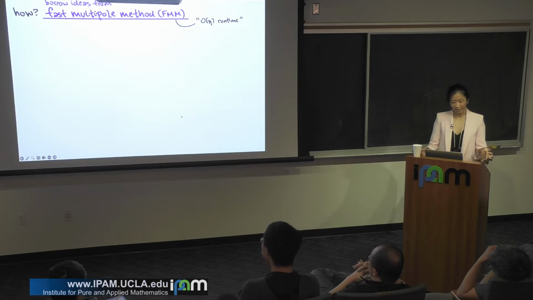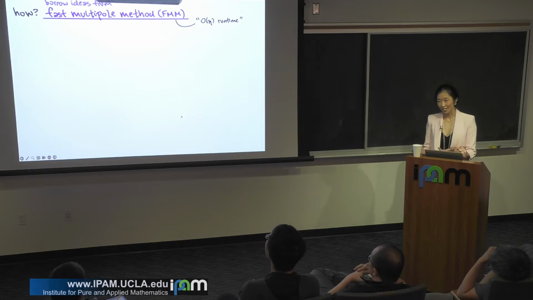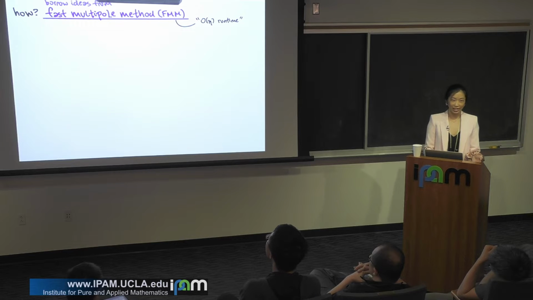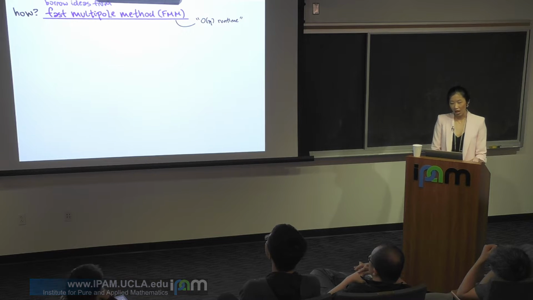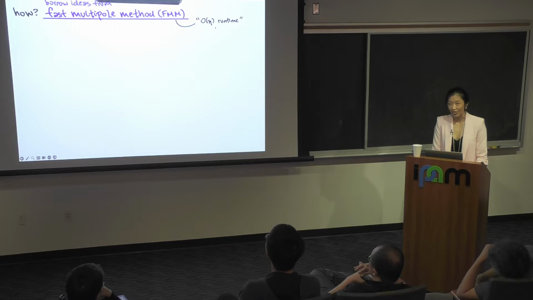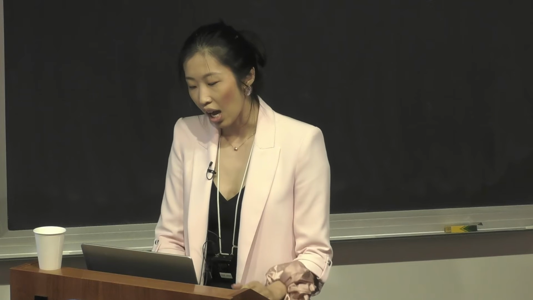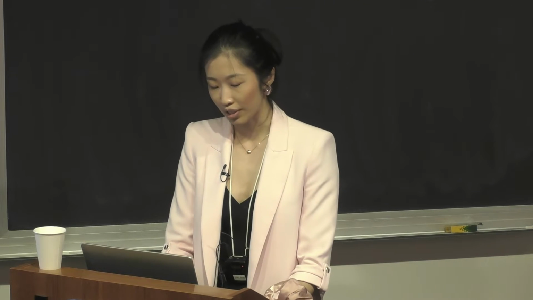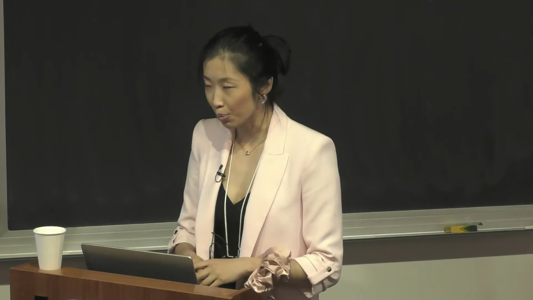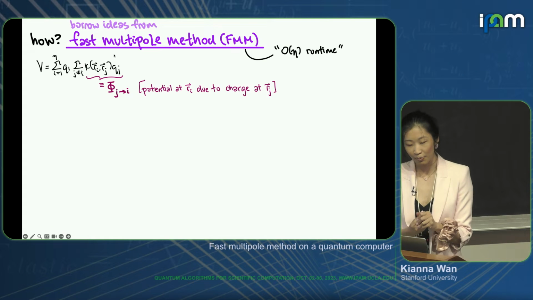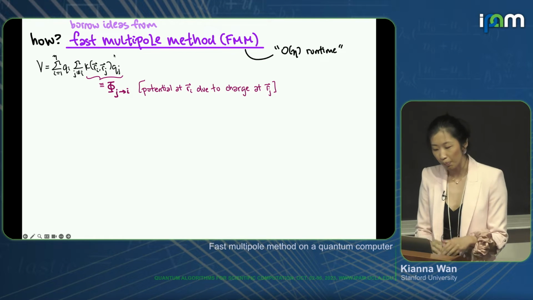So how will we do this? Well, as the title of the talk suggests, our central ingredient will be the fast multipole method, which does have order eta runtime, but we're going to need to come back to what we mean precisely when we say runtime. And we're not actually going to implement all the aspects of fast multipole precisely, but we're going to borrow some of its main ideas. So before I describe the first main idea, let's define some notation.